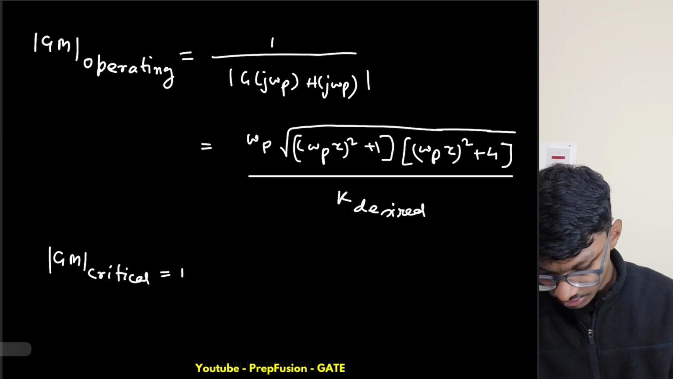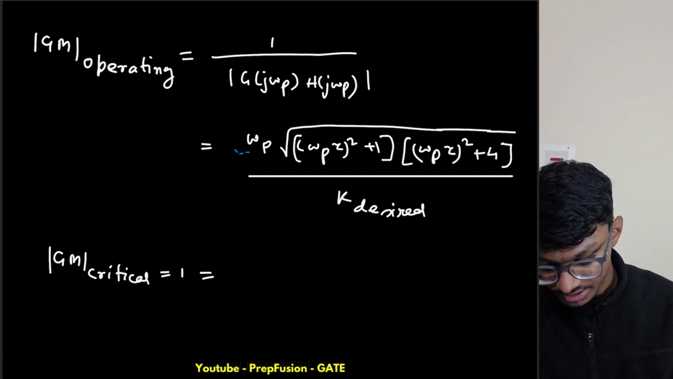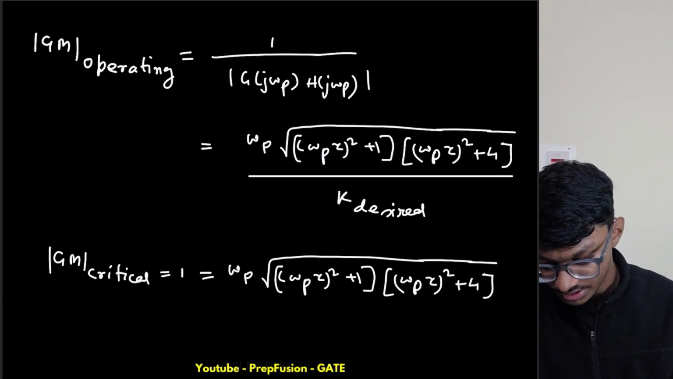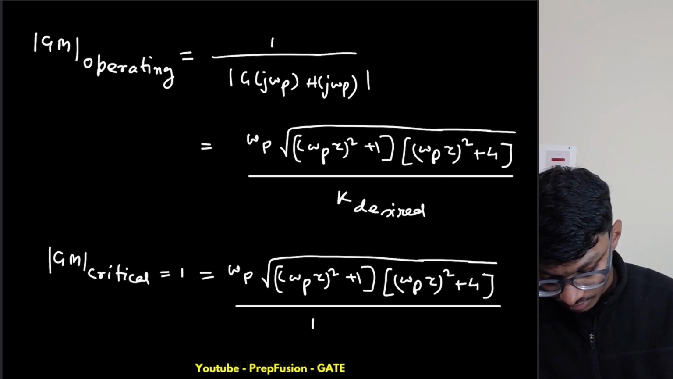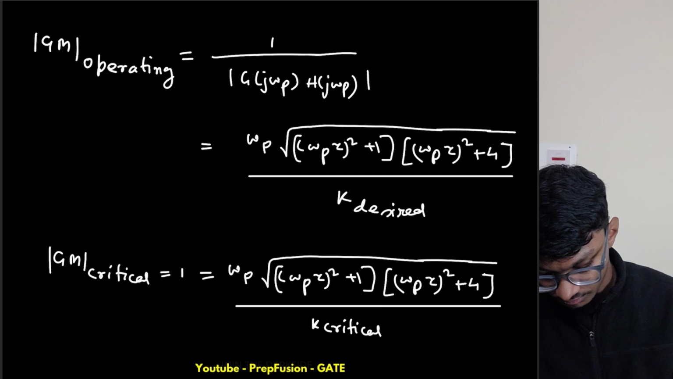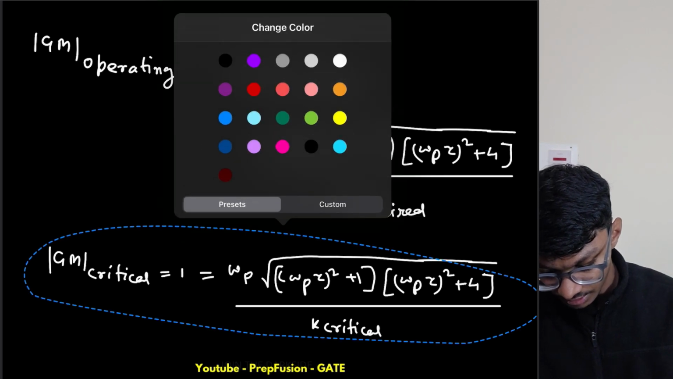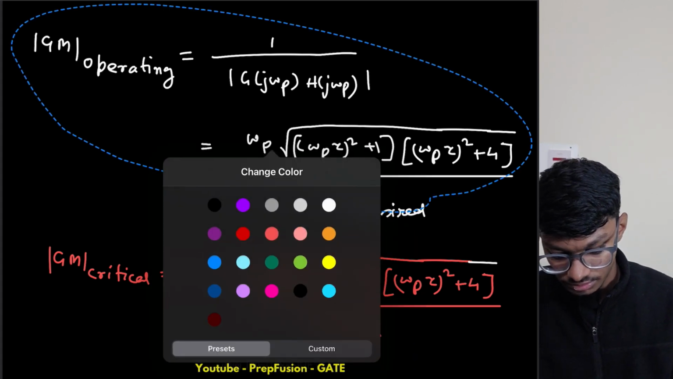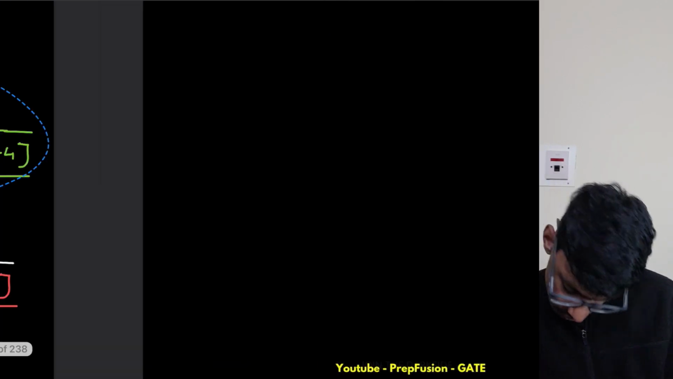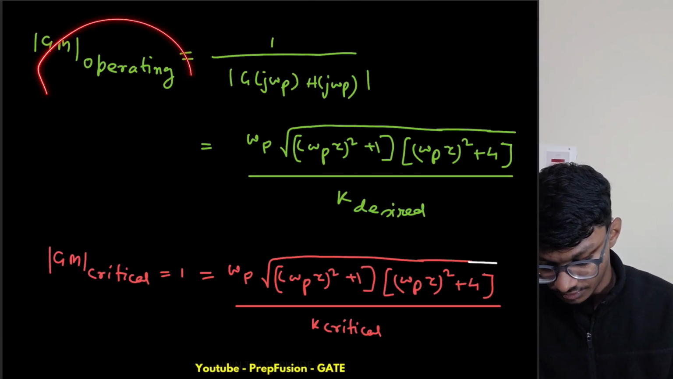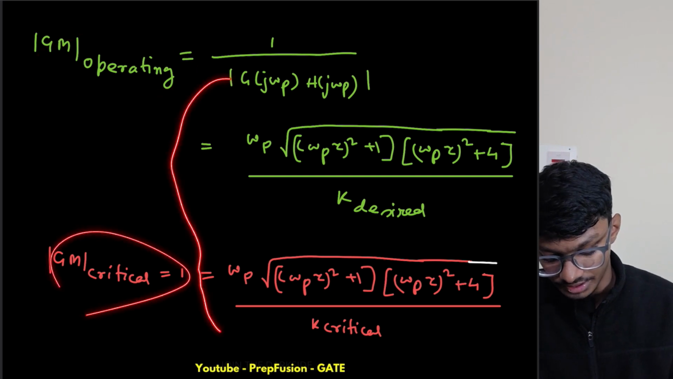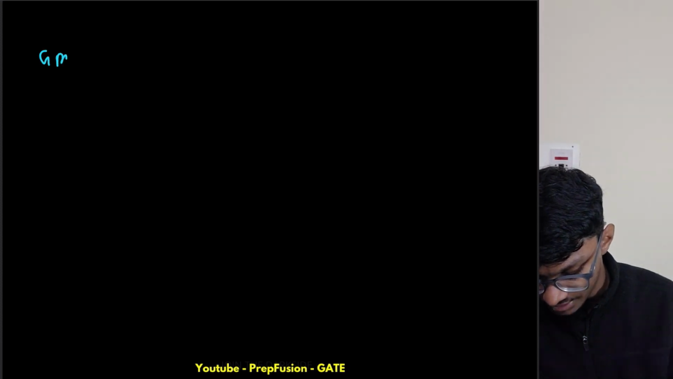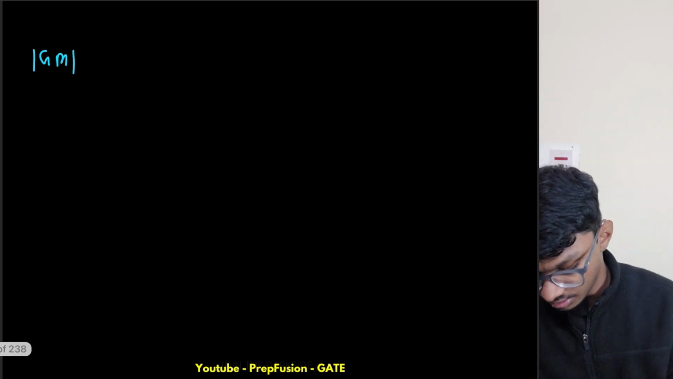So this is equal to 1, but my phase crossover frequency isn't changing. It's still the same. So the numerator will be the same, but the denominator will change. This will be K critical this time. I'll mark this one as red and this one as green. I'll take another page. Now I'll take the ratio of these two, GM operating and GM critical. GM critical is 1 itself, so we'll get only GM operating, which I will write simply as GM because that is the GM of the system.